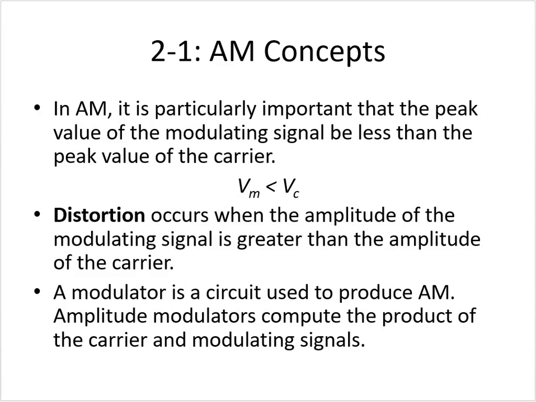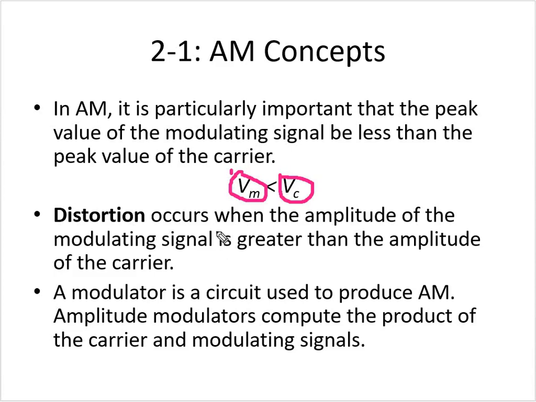In AM, it is particularly important that the peak value of the modulating signal be less than the peak value of the carrier signal. यहाँ ये बात बहुत ही ज़रूरी है कि मॉड्यूलेटिंग सिग्नल का पीक वैल्यू, यानी Vm जो है, this is the peak value of modulating signal, ये हमेशा कैरियर सिग्नल के पीक वैल्यू से कम होगी.